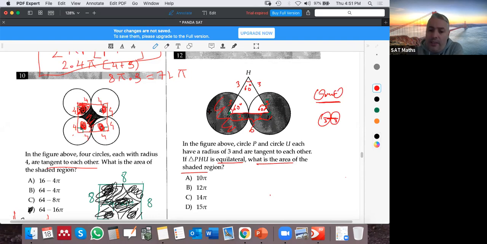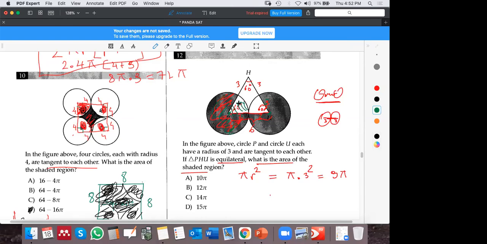This region. Okay, there could be lots of ways, but let me tell you this. Can I calculate the area of the whole circle? Isn't it pi r squared, which means pi times 3 squared, which is 9 pi. So this is the whole circle. But I don't want the whole part. I want only this part. So from the whole, if I subtract this green part, it will be this region. Am I clear?